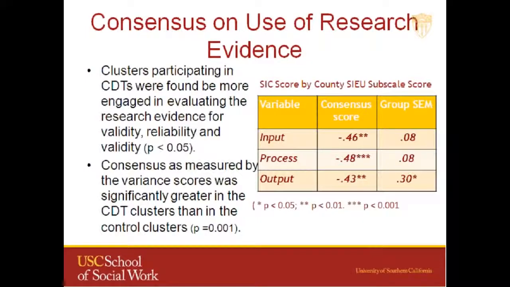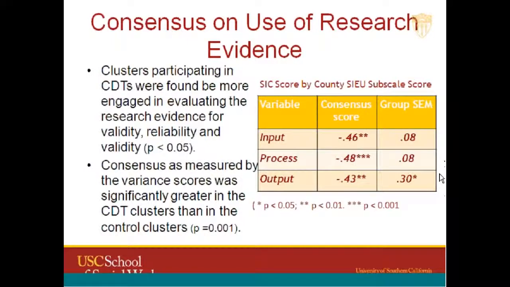And as you can see in the column that describes consensus scores, it turns out that the less consensus there is in the team as to how to use research evidence, the greater the stage of implementation. And in fact, when we looked at the community development teams, we found that they were more engaged in evaluating research evidence for validity and reliability, and the consensus as measured by the variance scores was significantly greater in the community development team clusters than in the control group clusters.